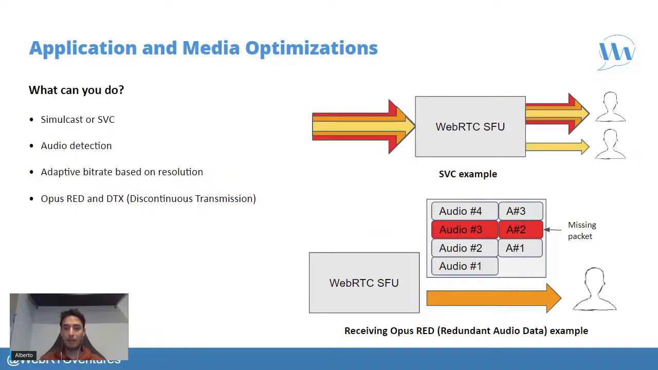And the last one here, I mentioned Opus RED and DTX, and they are optimizations for audio. Specifically, Opus RED sends redundant audio, so if there's some missing packet, you will capture it later. So there is less chance of broken audio while on a call. It's maybe not an optimization in terms of handling more users, but in terms of having better quality in this case.